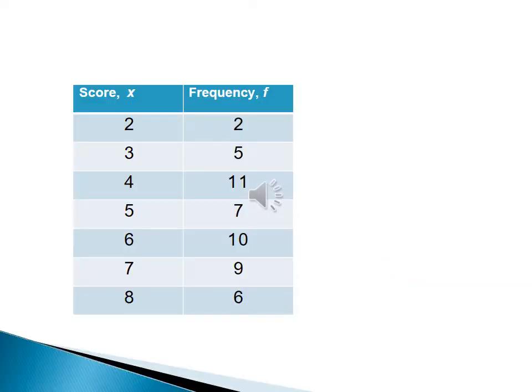This is our frequency distribution where x, the independent values or the class marks, are representing the scores, and f is the frequency, the dependent values, representing the values of the respective x. The class mark 2 has a frequency of 3, class mark 3 has a frequency of 5, and similarly the last class mark 8 has a frequency value of 6.